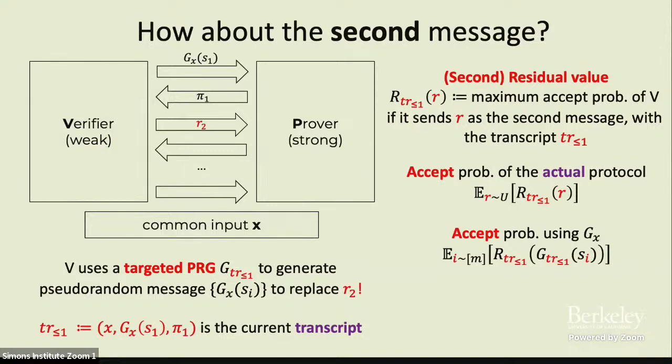Can I ask, don't you need the targeted PRG to be efficient given the target, namely given the transcript up to round one? Computing G sub transcript is efficient. Yes, of course. Otherwise the verifier cannot run it. Yeah, exactly.